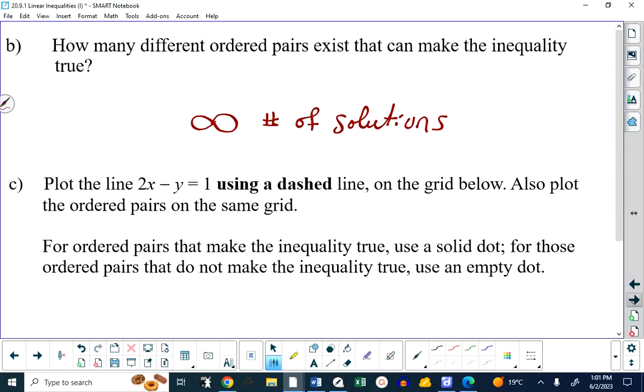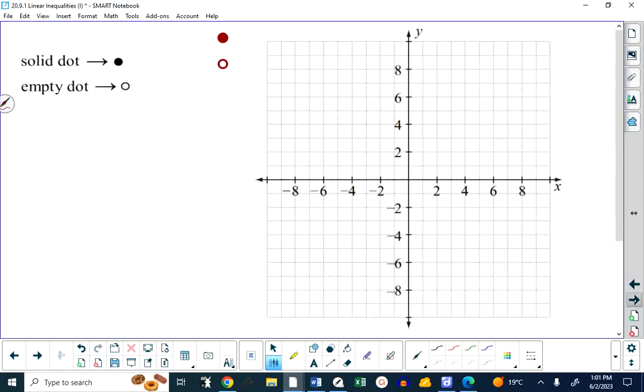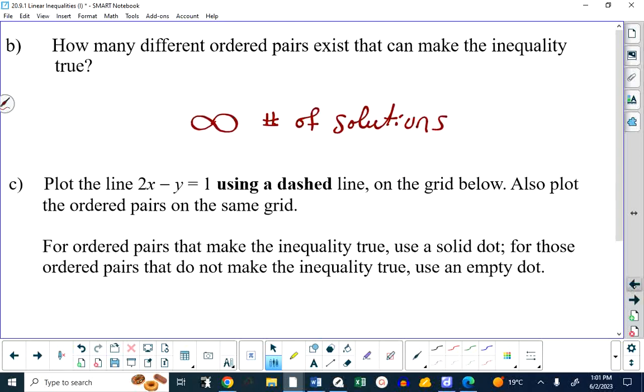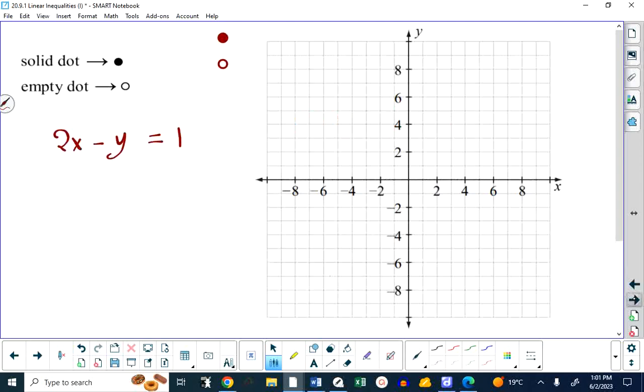We're asked to plot the line 2x minus y equals 1 using a dotted line. That's the first point, and you'll know why it's dotted in a minute. I want you to notice the line that we're graphing has an equal sign, but that's not the inequality. The inequality is a greater than sign, but we're asked to graph the equals. I'm going to rearrange this for y. y is equal to 2x minus 1.